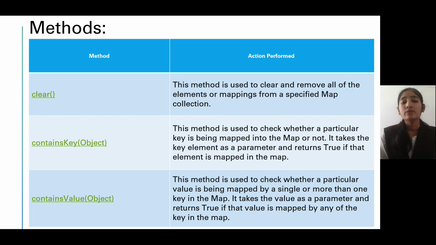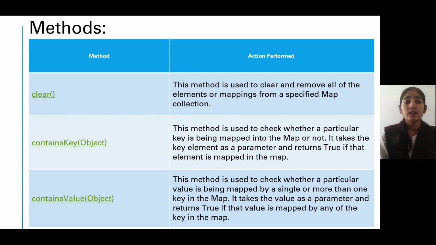Now contains value of object means this is also the same as keys. It will check whether the object is present in values or not. This method is used to check whether a particular value is being mapped by a single or more than one key in the map. It takes the value as a parameter and returns true if the value is mapped by any of the keys in the map.